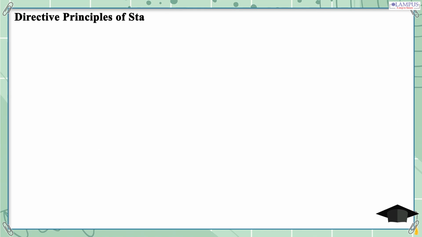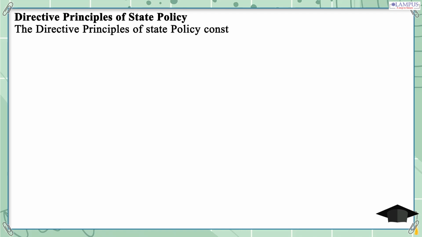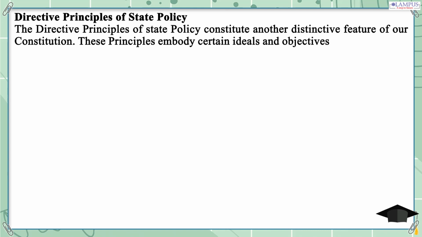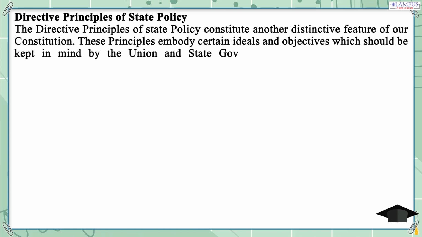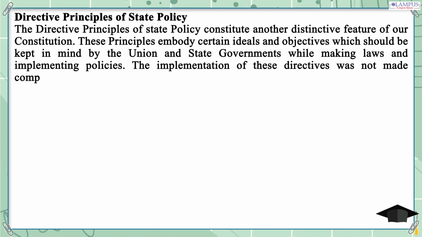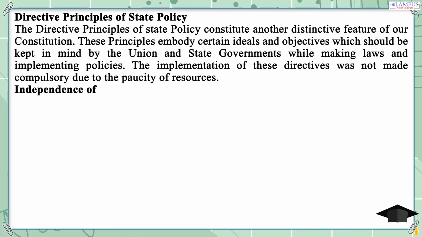Directive Principles of State Policy. The directive principles of state policy constitute another distinctive feature of our Constitution. These principles embody certain ideals and objectives which should be kept in mind by the union and state governments while making laws and implementing policies. The implementation of these directives was not made compulsory due to the paucity of resources.